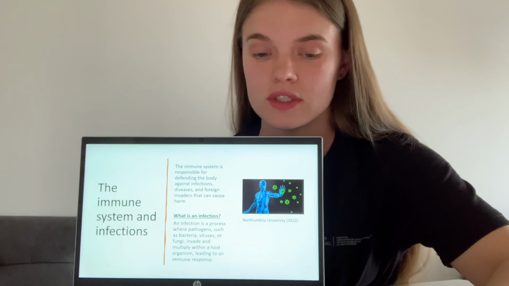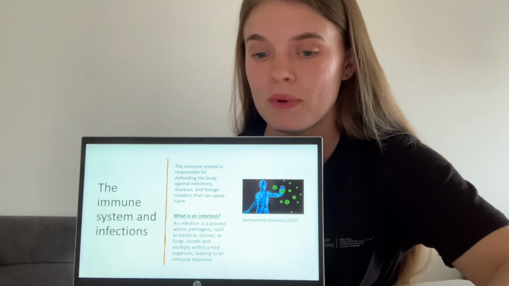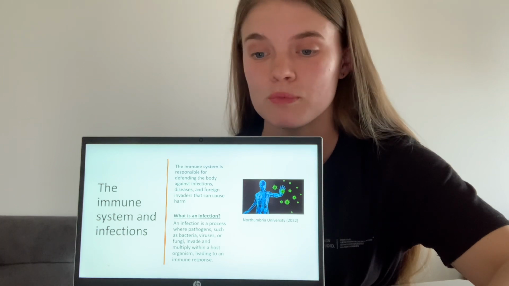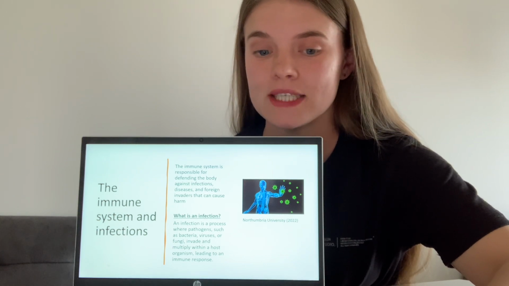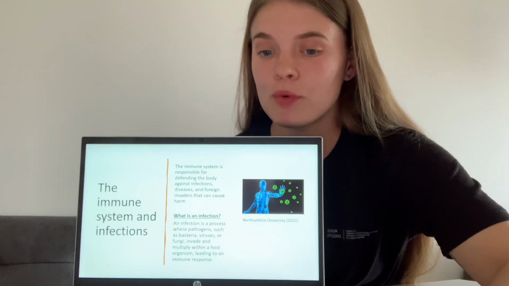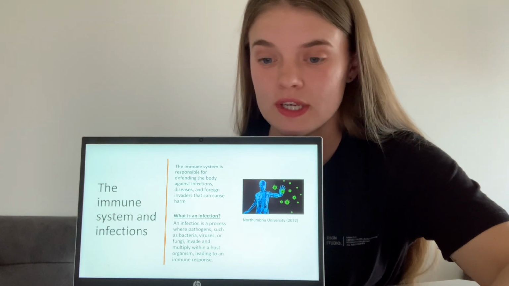What is an infection? An infection is a process where pathogens such as bacteria, viruses, or fungi invade and multiply within a host organism, leading to an immune response. Infections can occur in any part of the body and can range from mild to severe.